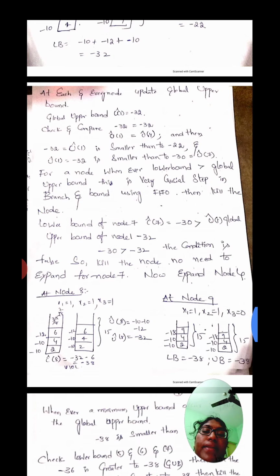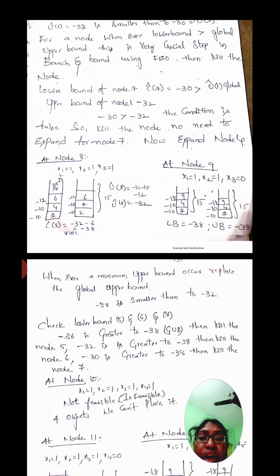We need to check the conditions here. Why do we want to expand the node? We have to check the conditions. Whenever a minimum upper bound occurs, replace the global upper bound.